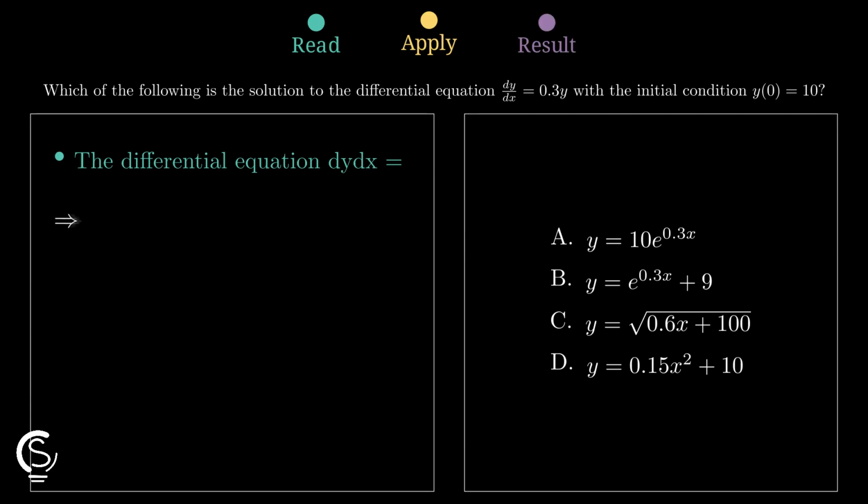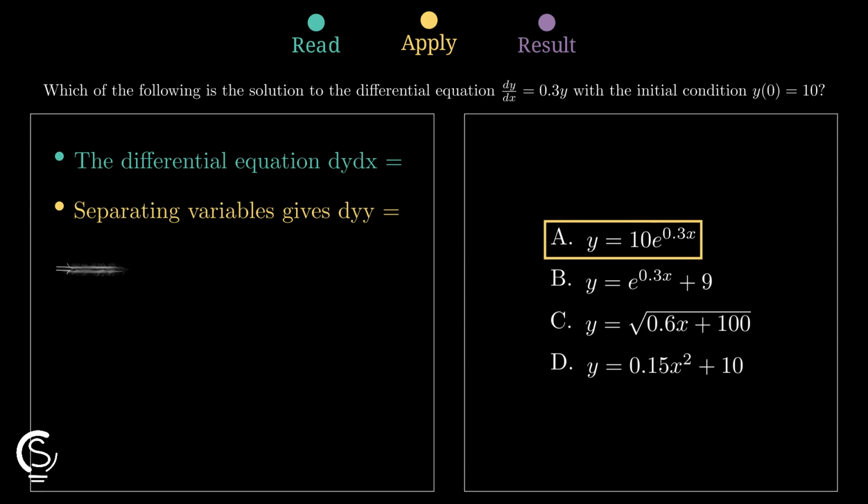The natural log of y equals 0.3x plus c. Using the initial condition of 10, the constant multiplier must be exactly 10.